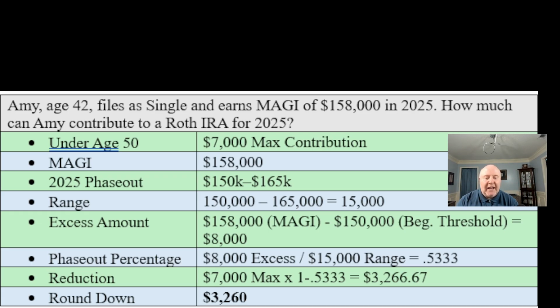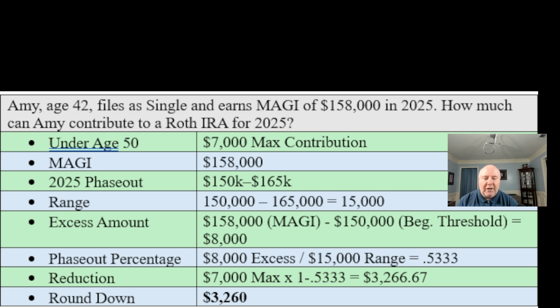Because we're $8,000 over the 150 beginning threshold, we're going to figure out our phase out percentage. What we do is take that $8,000, the excess amount we just determined, and divide it by the range. It's $15,000. For single and head of household, between 150 to 165, that's 15,000. So we divide those and we get 0.5333. All right. So now we know what our phase out percentage is. Now we can determine our reduction.